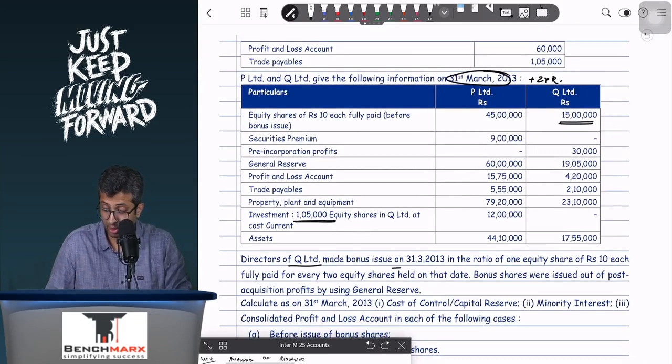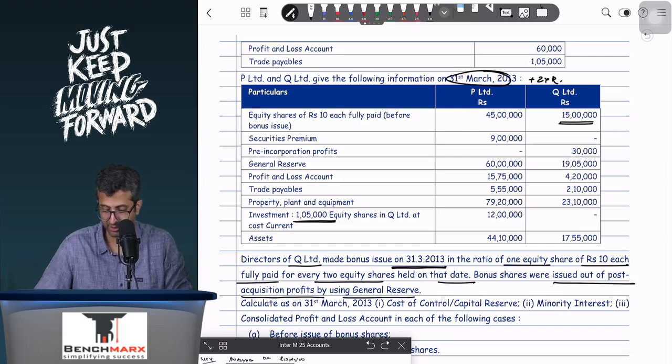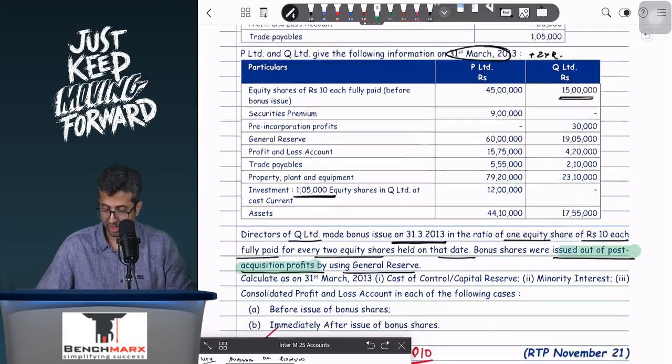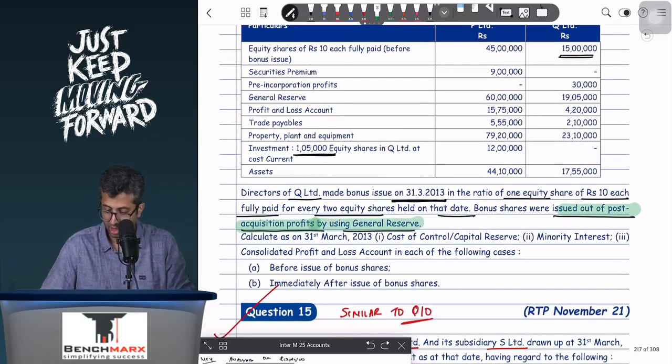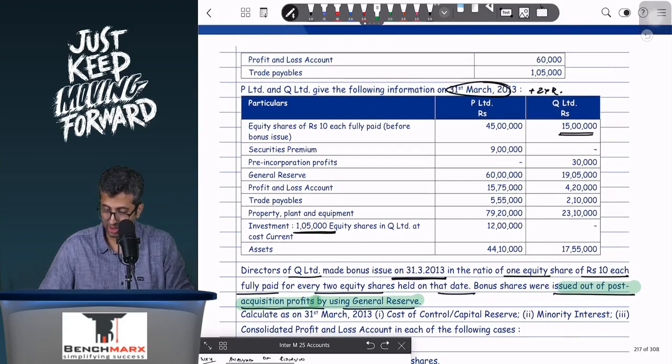Directors of Q made a bonus on 31st March 13. That is the very last day of the second year, in the ratio of 1 equity share of rupees 10 each, fully paid for every 2 shares held as on that date. Bonus shares were issued out of the post-acquisition profits by using the general reserve. The question very clearly tells you that it is used out of the post-acquisition profits, and this is there in the institute study material still, by using the general reserve. Now I can say that Q has not yet passed the entry because their equity share capital is still 15 lakhs. So their general reserve is 19 lakh 5. The entry is yet to be passed.